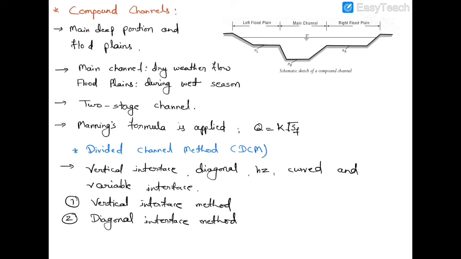The velocity in the floodplain is small. Why? Because here the depth of water is relatively small, and here we can see that a large surface of the boundary of the floodplain is in contact with the flowing water, and this is the reason the bed roughness here is higher than the roughness in the main channel.